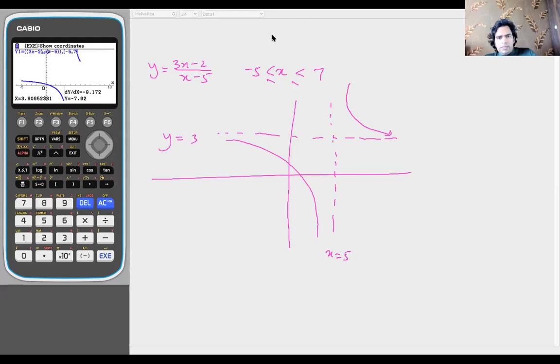Now, in this case, we have to be mindful that the domain only starts from minus 5. This goes to infinity, so I'll let it go. But here again, there is a 7, so your graph must end here at 7. And this becomes like a vertical asymptote here, so that goes to infinity.